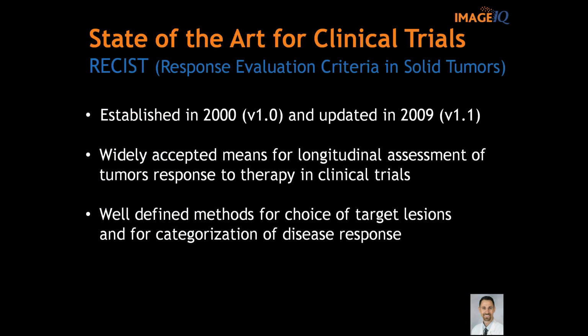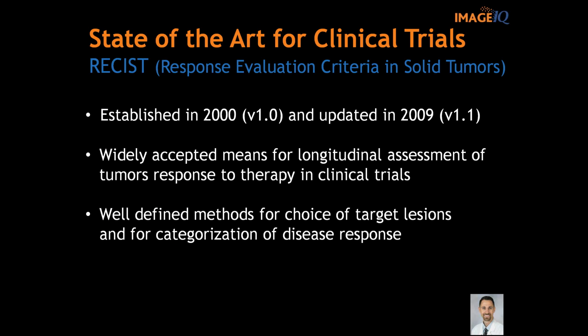So originally, RECIST 1.0 was established in 2000, and then an updated version, RECIST 1.1, came out in 2009. A number of ongoing clinical trials still use RECIST 1.0, but we're going to focus today on RECIST 1.1. As you probably know, it's the most widely accepted means for longitudinal assessment of tumor response to therapy in oncology clinical trials. It has well-defined metrics for choice of target lesions and for categorization of disease response. We're going to talk about that and also some of the pitfalls related to it.